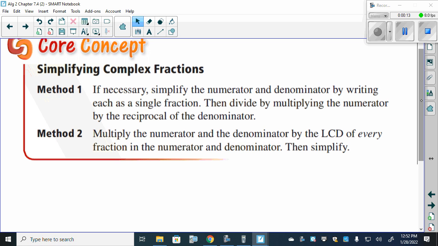So what we're looking at today is simplifying complex fractions. Really what we're talking about is having a fraction inside of a fraction. Now there's two ways we can go about doing it. One of them is simplifying the numerator and denominator to one fraction and then dividing. And the other is using a least common denominator.